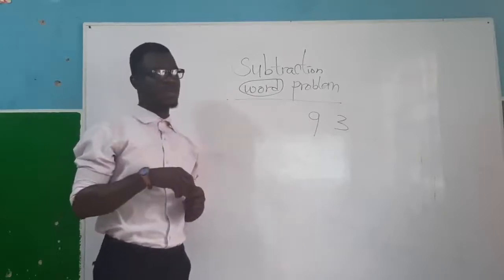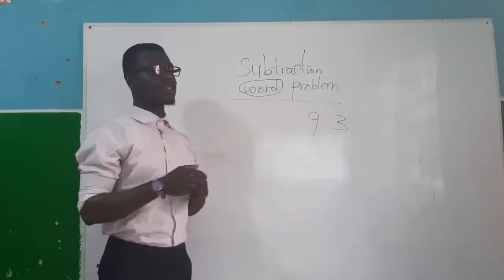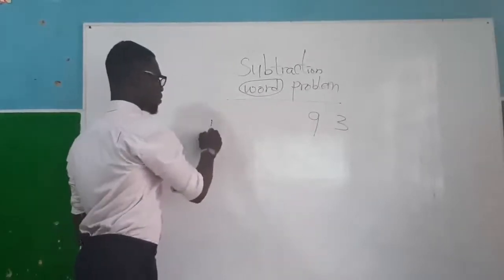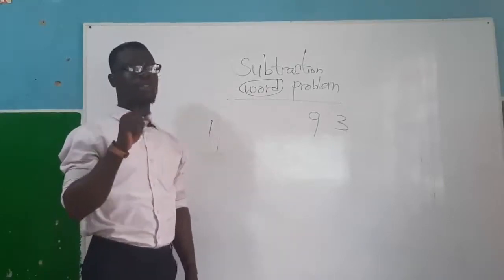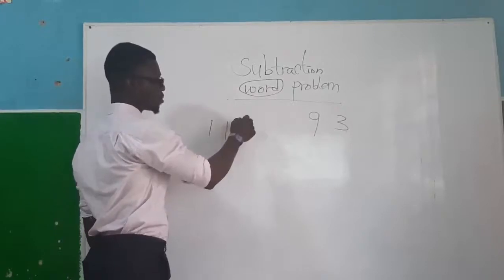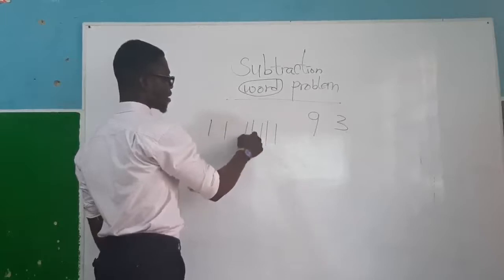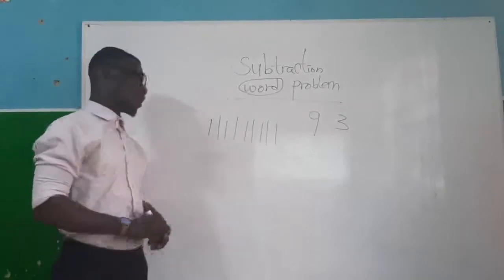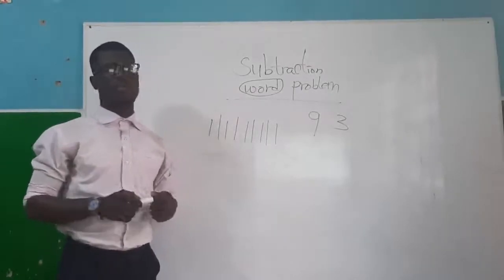The first step is to represent the total number in a presentable form that you will understand. And the presentable form that you will understand is the strokes. So how many strokes are you going to draw for the total number of pencils? 9. So let's draw the strokes for the 9. 1, 2, 3, 4, 5, 6, 7, 8, 9. Now we are done with the first step, which is supposed to represent the total number of pencils.